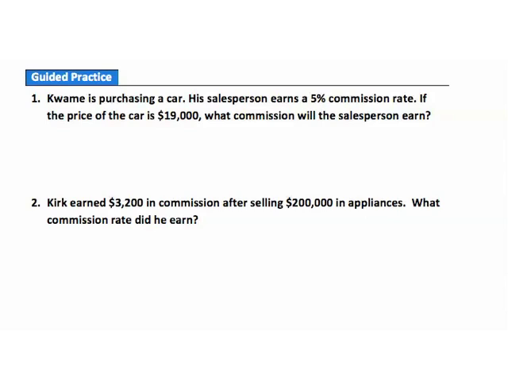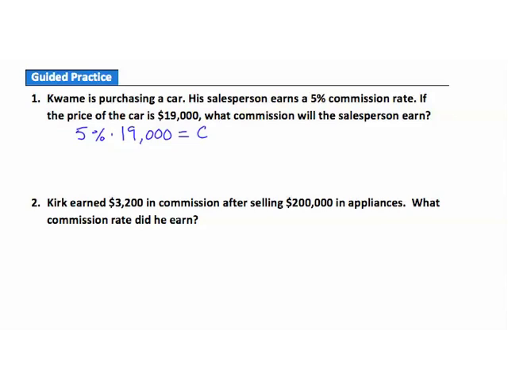So the commission rate is 5%. So we're going to take 5% times the sales. In this case, that's $19,000. And that is going to equal the commission earned. Well, that's what we don't know, that commission earned. So we'll put a C down there for the commission that they're going to earn. So all we need to do is multiply this 5% times $19,000.